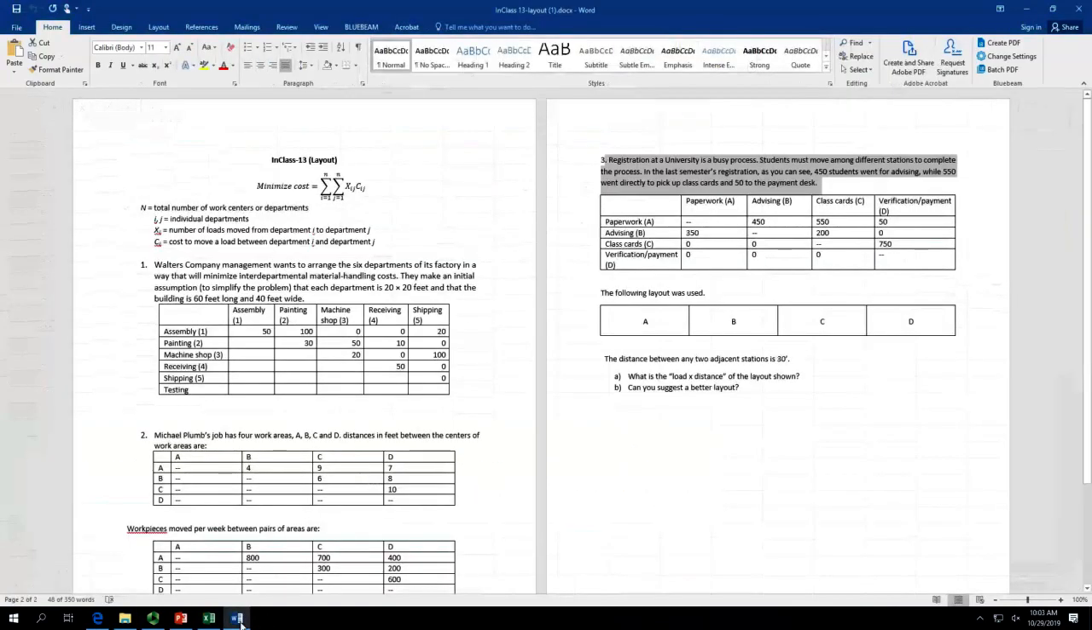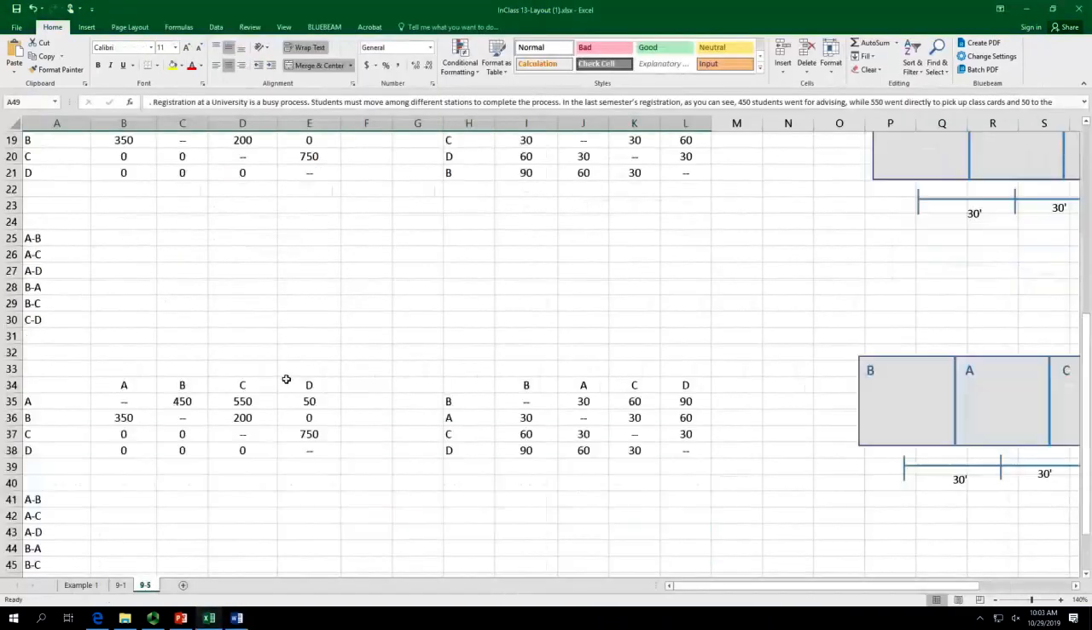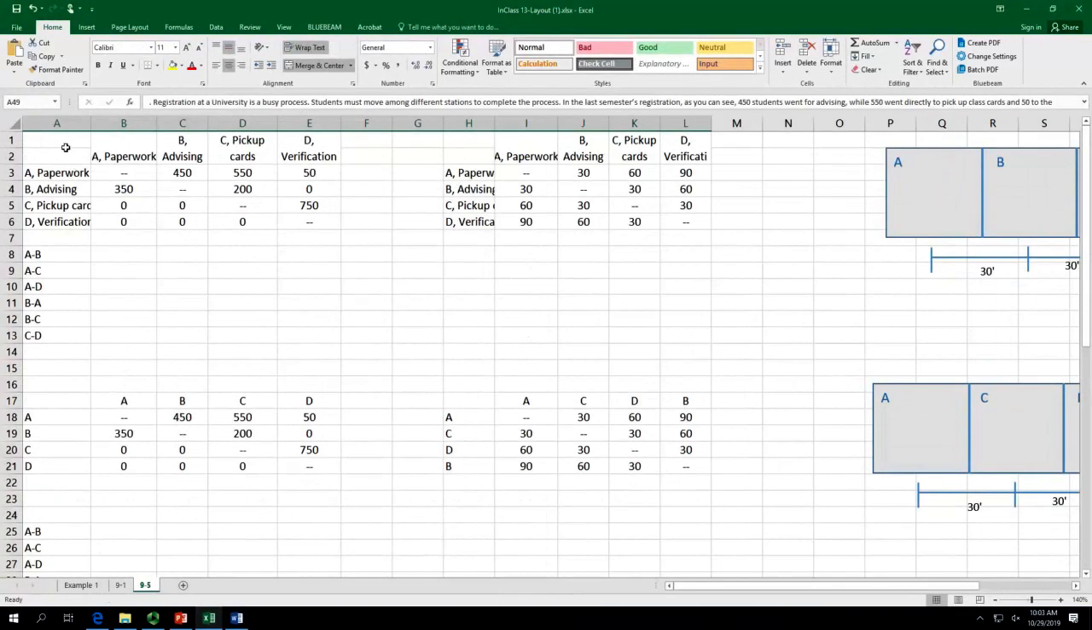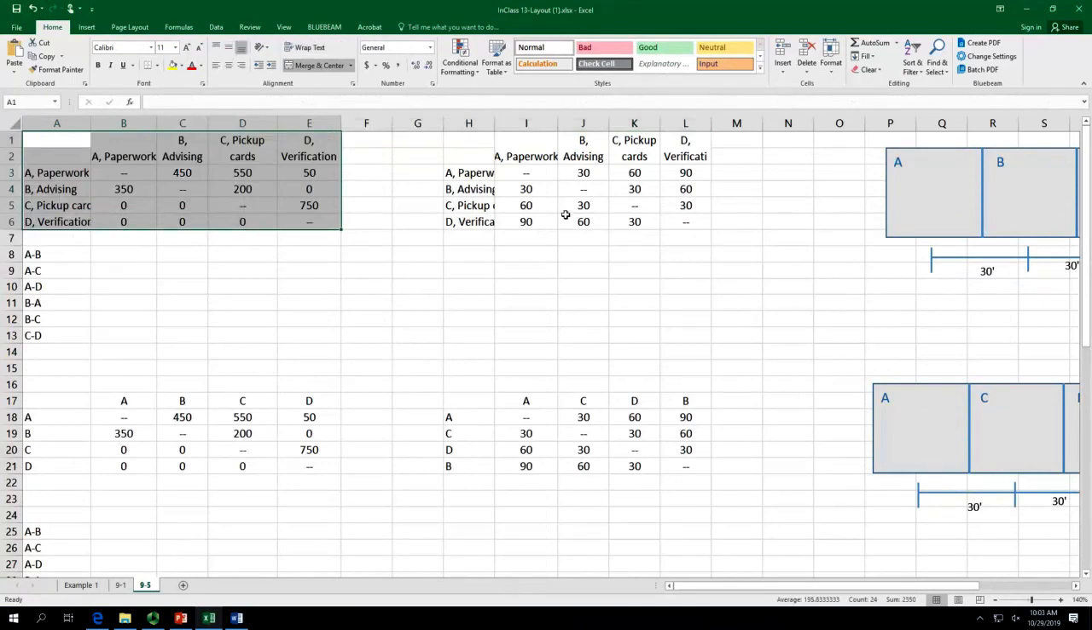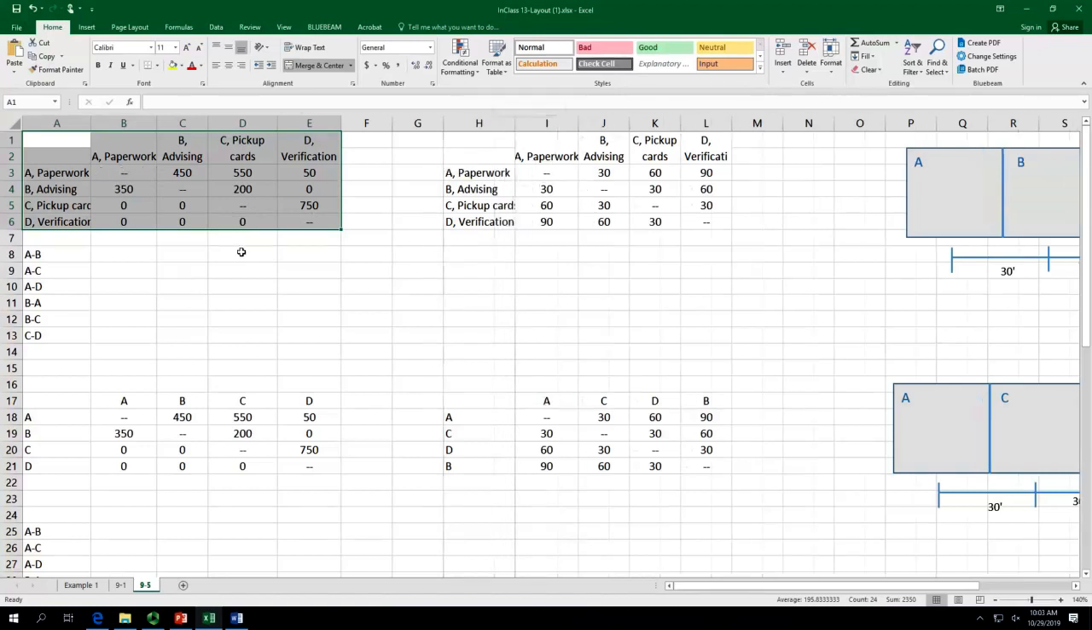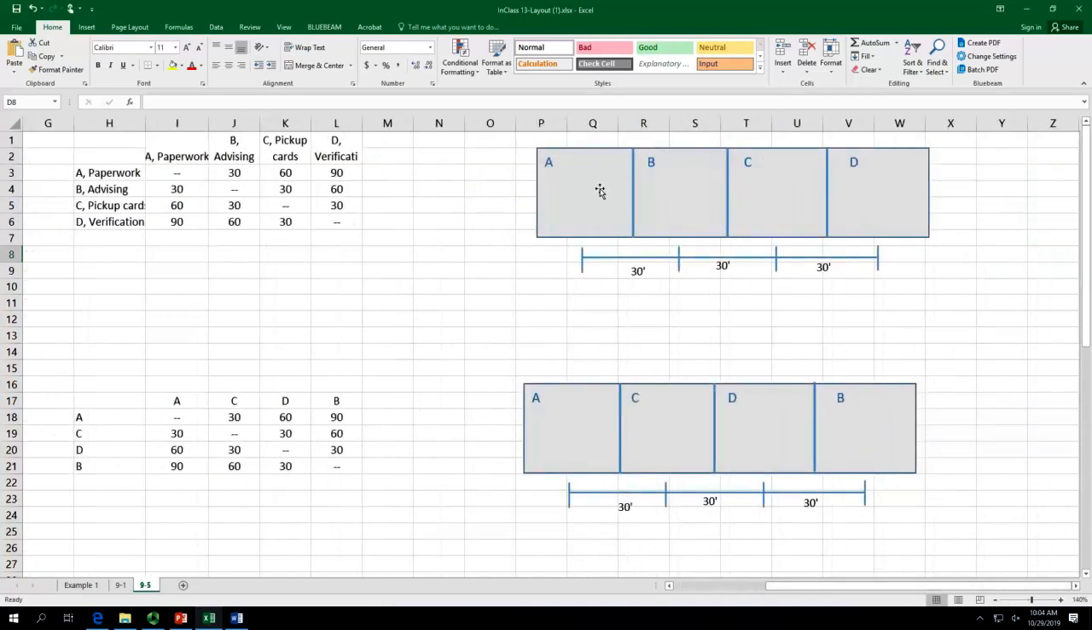So this tells us some information, okay? And they give us the data to show the student load. And in this process, they gave you the distance like this. This is the table, A, B, C, D. And the distance between center to center is 30 feet, 30 feet, and 30 feet.